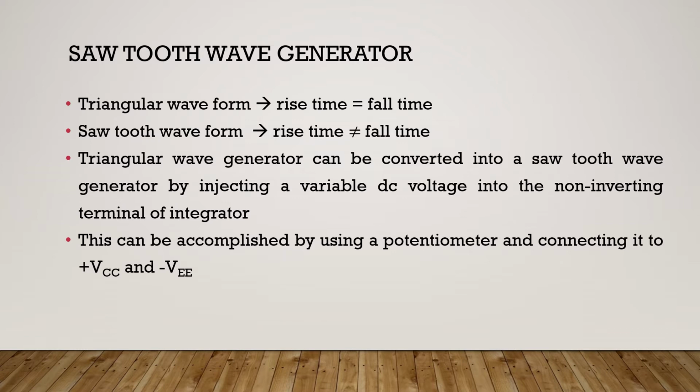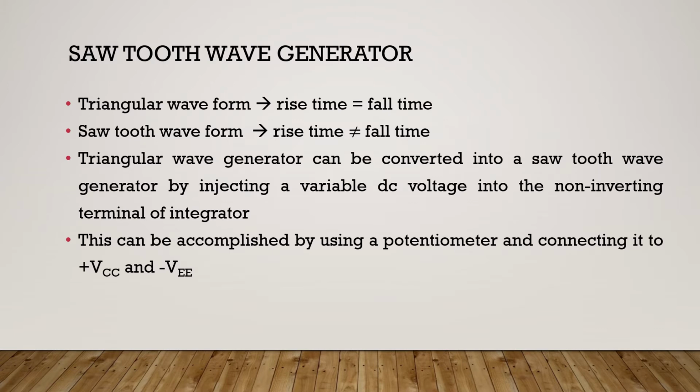The triangular wave generator can be converted into a sawtooth wave generator by injecting a variable DC voltage into the non-inverting terminal of the integrated circuit. This can be accomplished by using a potentiometer and connecting it to plus VCC and minus VEE on the other ends of the potentiometer. On one end we connect it with plus VCC, and on the other end we connect it with minus VEE. It is a variable, that is, a potentiometer that we are going to use.